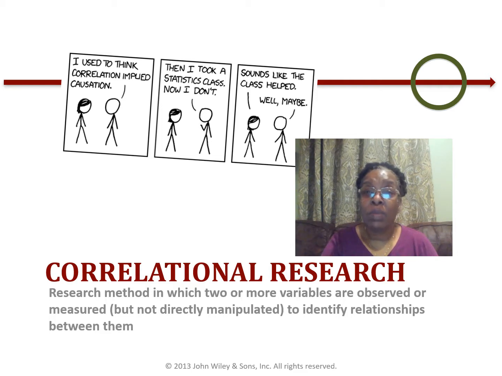Now, speaking about correlational research, here again, this is when we may be looking at two or more variables through observations, or they can be measured, but not directly manipulated, in order to identify any type of relationships between the variables.